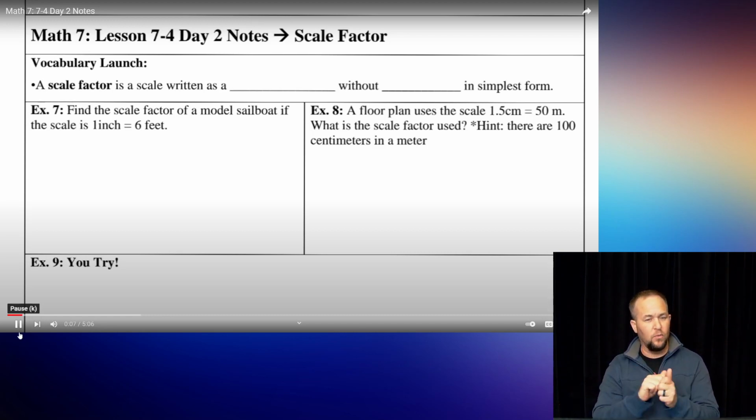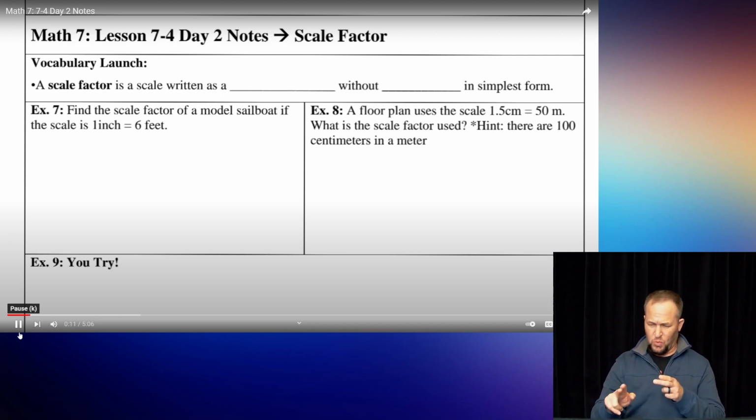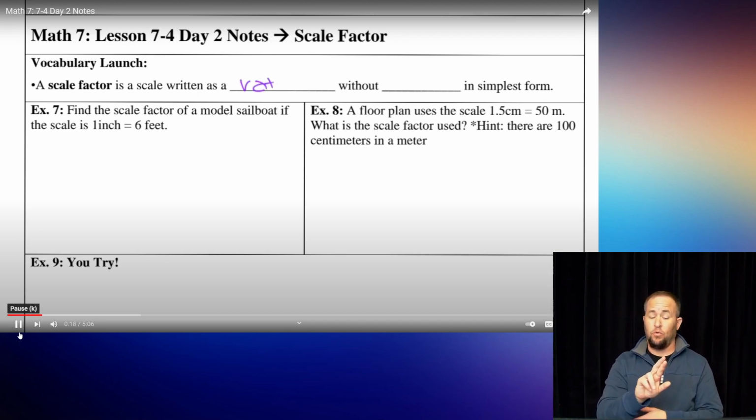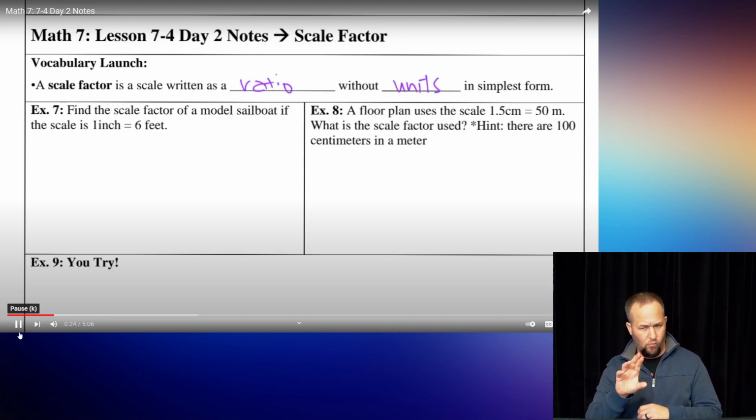These are going to be such quick notes, so bear with me just a little bit to make sure you understand scale factor, because it is a little bit challenging. So, a scale factor is a scale written as a ratio without units in simplest form. So that's huge. Ratio is another word for a fraction. So let's go ahead and get started.